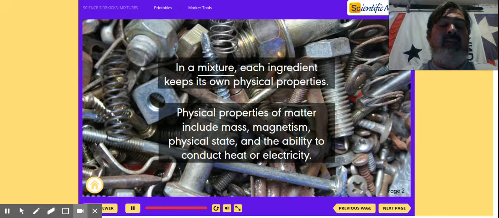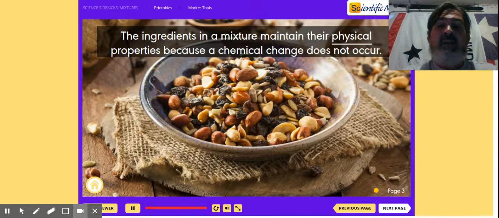Physical properties of matter include mass, magnetism, physical state, and the ability to conduct heat or electricity. Remember, there's also other physical properties like solubility, shape, size. All of those are physical properties that they keep. The ingredients in a mixture maintain their physical properties because a chemical change does not occur. They're just mixed together, nothing's dissolving.